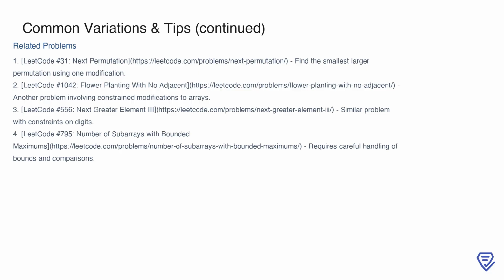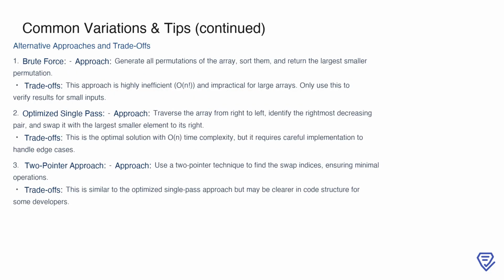Lastly, LeetCode number 795, Number of Subarrays with Bounded Maximum, while different in nature, requires careful handling of bounds and comparisons, which aligns with the precision required in this problem. Exploring these related problems can deepen your grasp of how to approach constrained array modifications efficiently. When solving this problem, it's worth considering the different approaches and their trade-offs.